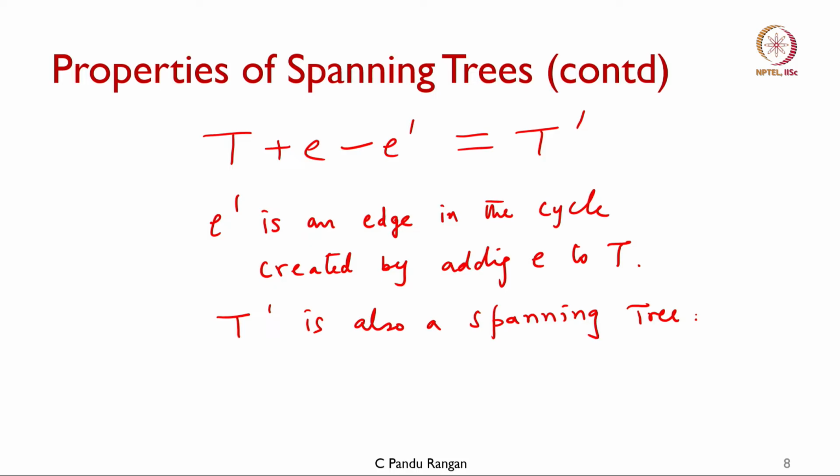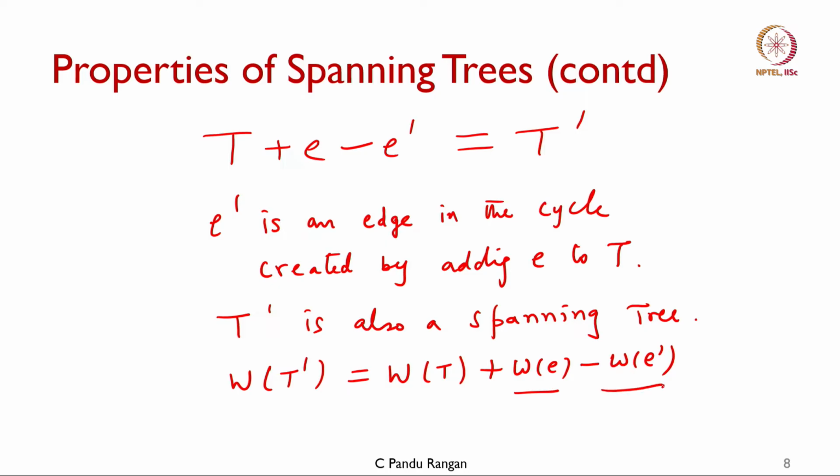If T is a spanning tree, the T dash constructed in this way is also a spanning tree. Now how are the weights related? It is very simple. Weight of T dash equals weight of T plus weight of E minus weight of E dash. You have removed an edge, you have added an edge, so this weight is added and this weight is removed. This is how the weights are related.